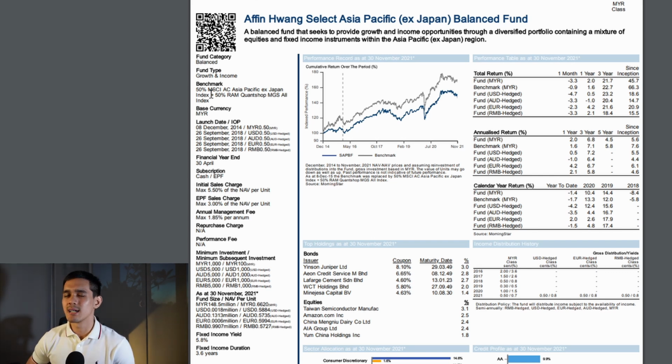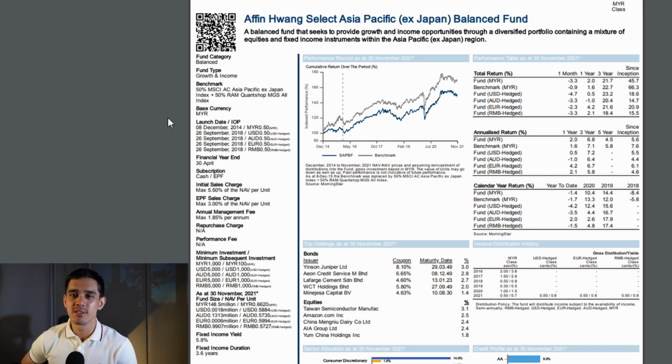So of course, there are some differences in how they present it versus ARK, but the core of it should be the same. You should still be looking for the same things. So quickly, let's see what the objective of this fund is. It's a balanced fund. As per the name, it provides growth and income opportunities through a diversified portfolio containing a mixture of equities and fixed income in the Asia Pacific excluding Japan region. So this is important. You see, unlike ARK, which is 100% equities, this one is, I would assume, 50% equities, 50% fixed income, which is stuff like bonds, money market funds.